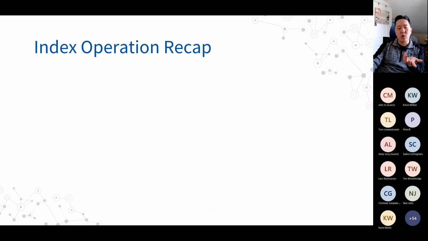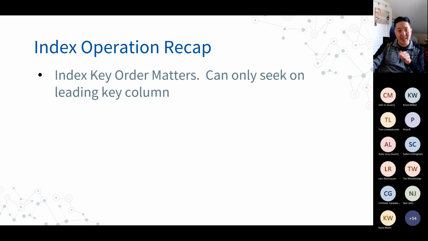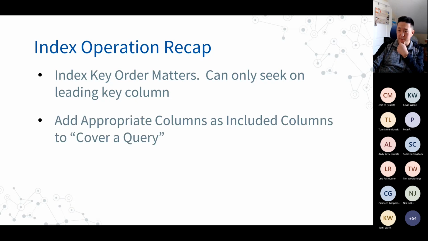Okay. So let's do a quick, brief recap of some of the key points about the index operations. Do remember that index key order matters, right? Remember how we were looking after first name. I can't navigate through that. I must have a last name, or whatever that first key column is, in order to navigate my B tree structure, right?